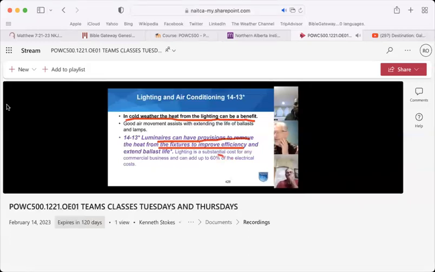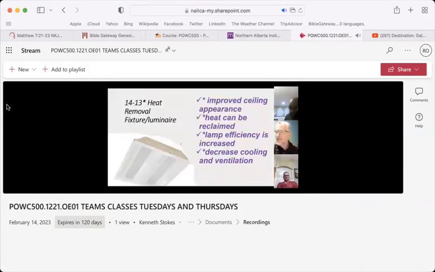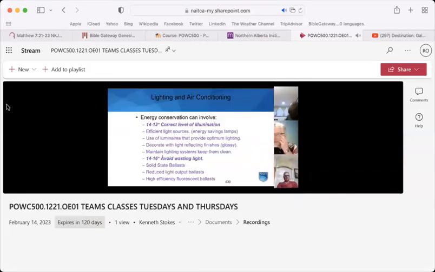Something that is mentioned, I think in the book at the beginning of the chapter, is lighting can be 60% of the electrical cost. So you can imagine a complex such as this, tens of thousands of dollars spent on keeping the lights on, right? If we can save energy in the lighting, we can save a lot of money. So the heat removal luminaire supposedly looks better. Heat can be reclaimed, efficiency is increased, and we can decrease cooling and ventilation if we can get rid of the heat created in the luminaires.